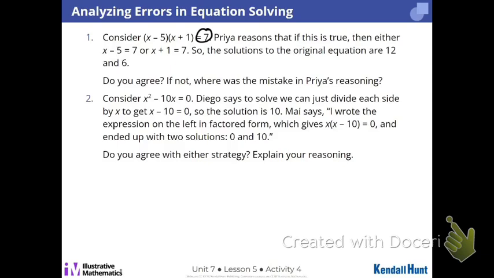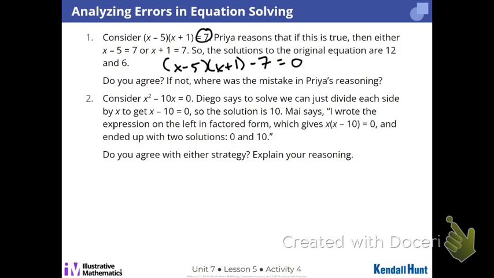So if we wanted to solve this, we would need to scooch the 7 over to the other side. Set it equal to 0. Now we have x-intercepts ready to rock. So that's where Priya went wrong. She was using the zero product property kind of extension.